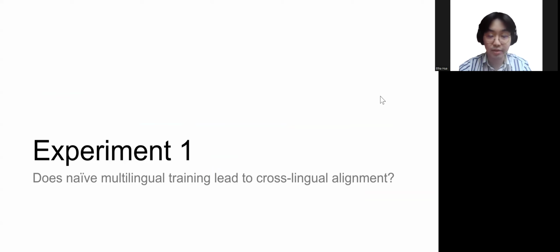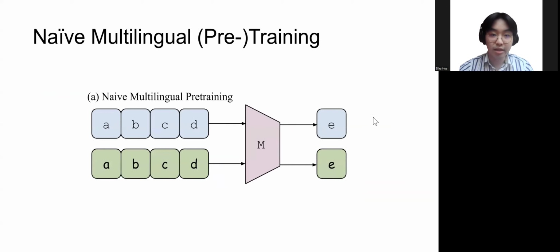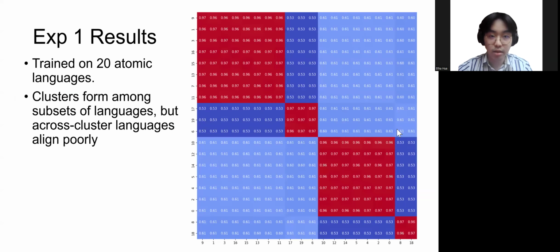The first experiment is related to the research question on whether straightforward multilingual pre-training leads to cross-lingual alignment. The naive training approach is simply feeding a model an aggregation of sequences in multiple languages. And notice that the tokens used in each language are completely disjoint with each other. We train a model on 20 atomic languages to see whether there is an aligned representation across all of them. The heat map on the right shows the probing accuracy between each pair of languages. The higher the accuracy with a warmer color, the better the alignment score between that language pair. We can see that clusters form among subsets of languages, but there is no global alignment across all languages. This means that the naive training approach does not guarantee cross-lingual alignment.